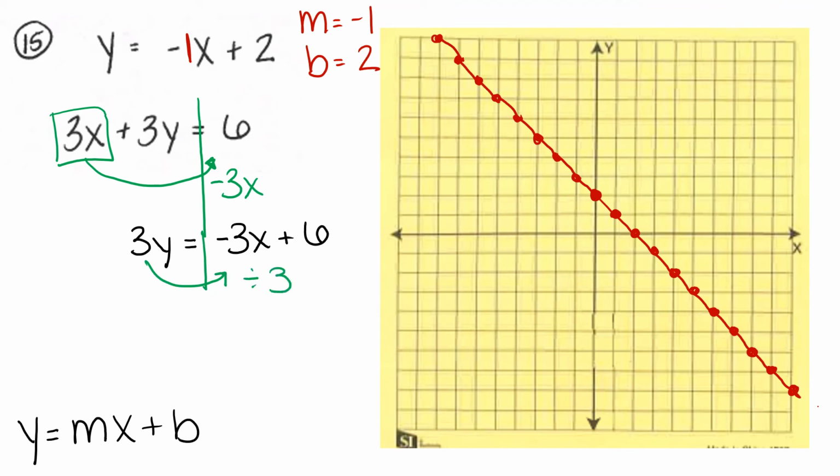So we divide by 3 to get the y completely by itself. Negative 3 divided by 3 is negative 1. 6 divided by 3 is 2. We pull out our values, our m value of negative 1 and our b value of positive 2.